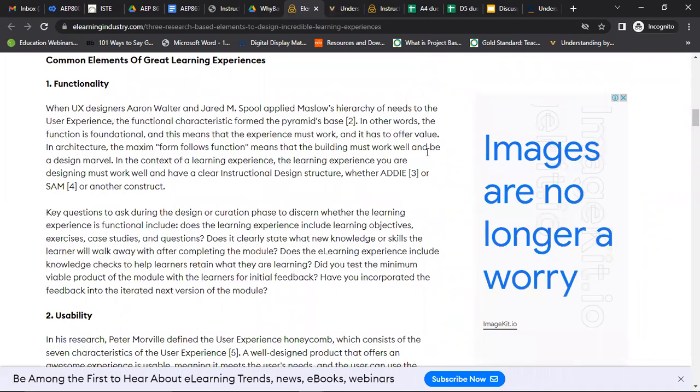Is it functional? So we ask questions such as, does it clearly state what new knowledge or skills the student should be able to take away from the unit? Are there learning objectives involved? This, to me, connects to the UBD design, where we have to identify the set out goals and understanding.